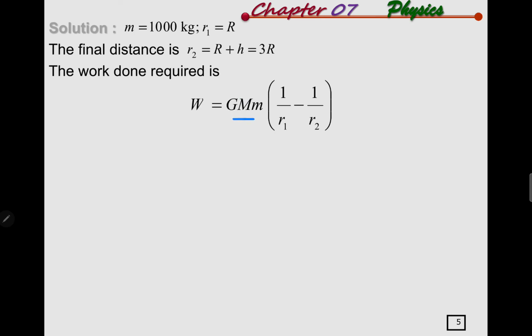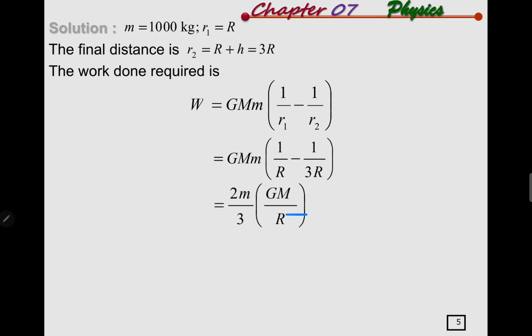So the work done will be constant G, mass of Earth times mass of satellite, times 1 over r1 minus 1 over r2. Expanding, r1 will be equivalent to r, and r2 will be equivalent to 3r, which is the final distance.